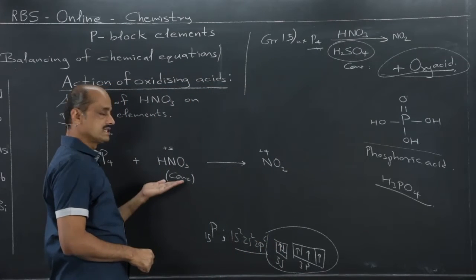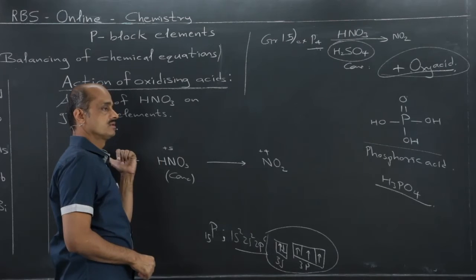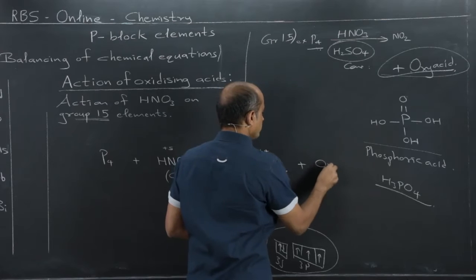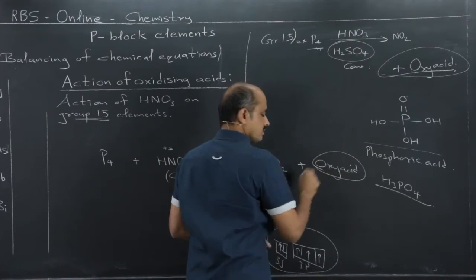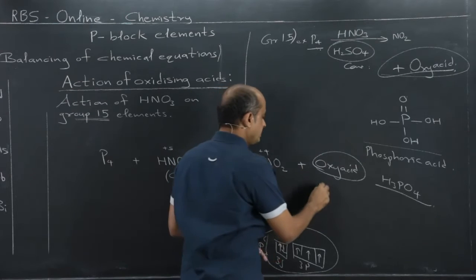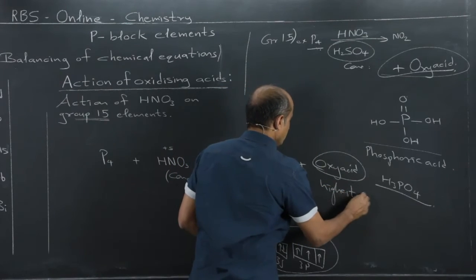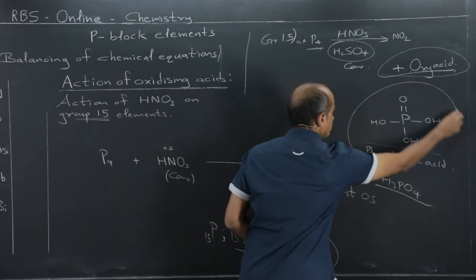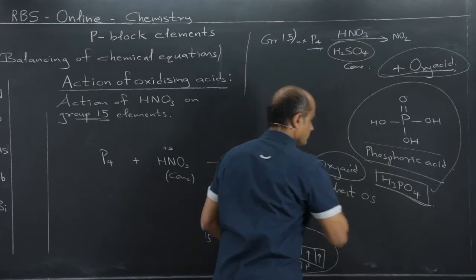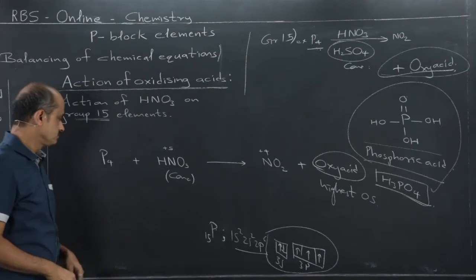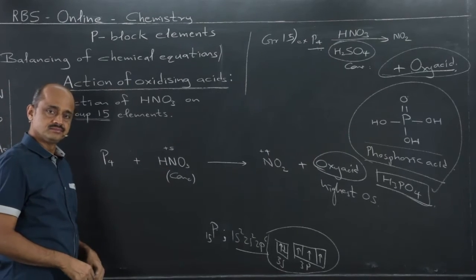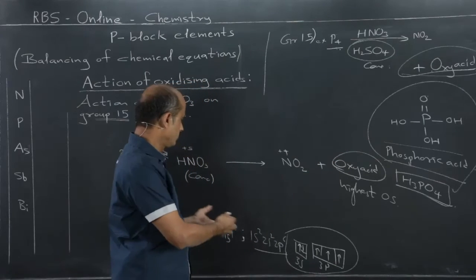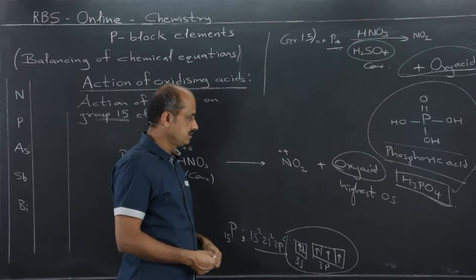So with oxidizing acids like nitric acid and sulfuric acid, an element like phosphorus, a non-metal, gets converted into its oxyacid of highest oxidation state, meaning phosphorus will get converted into phosphoric acid. So one thing is now clear: phosphorus plus nitric acid gives NO2 plus H3PO4, phosphoric acid, that is fixed. The remaining water and other byproducts we can write.